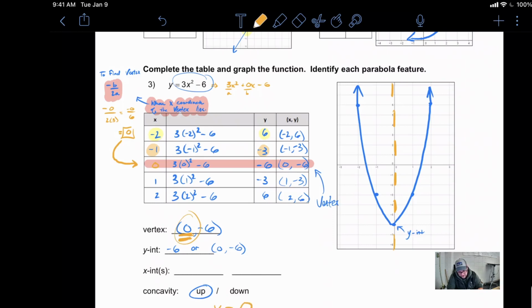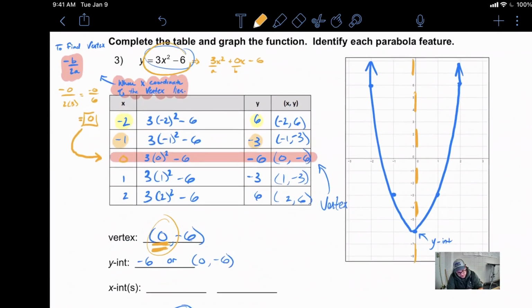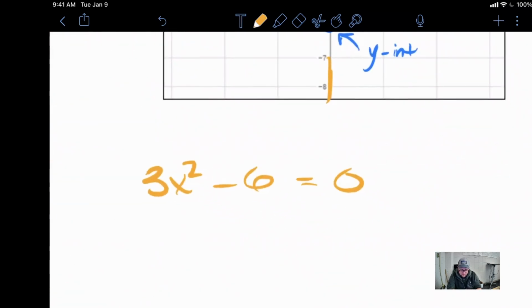Now to find our x-intercepts, those are a little bit more work. Here's how you're going to do it. You're going to take your original function, so y is equal to 3x squared minus 6, and you're going to set it equal to 0 and solve. Now remember, when there isn't a b term, so we're missing the 0x here, then you want to solve it by taking square roots.